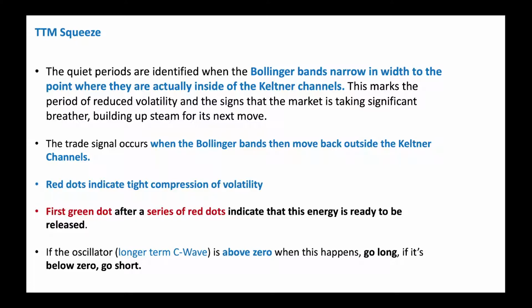So when they're in the Keltner channel, that's when it's a quiet period. When they're about to move out of the Keltner channel, that's when the breakout or the trade signal occurs. The red dots in the TTM Squeeze indicate tight compression of volatility, and the first green dot after a series of red dots indicates the energy is ready to be released.